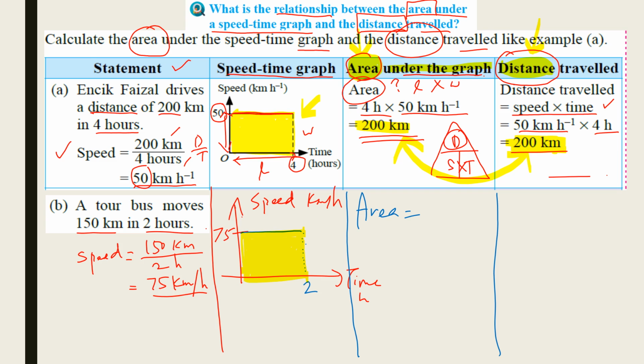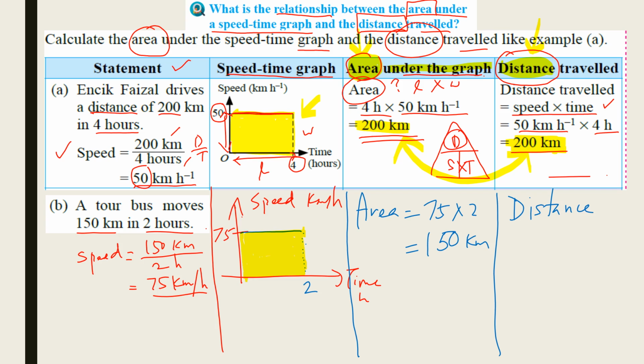Okay, this is the same shape, rectangular also. Then area is 75 times 2, so you get 150 kilometer.